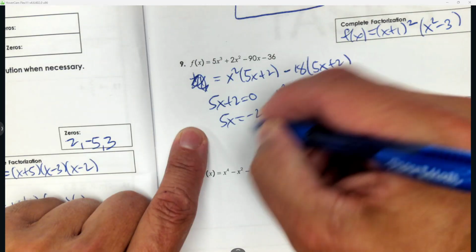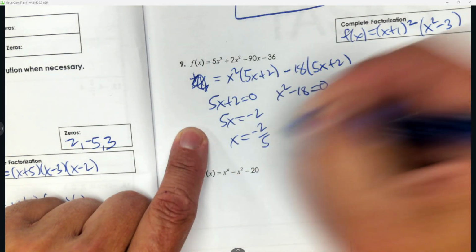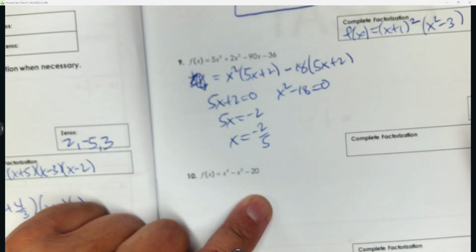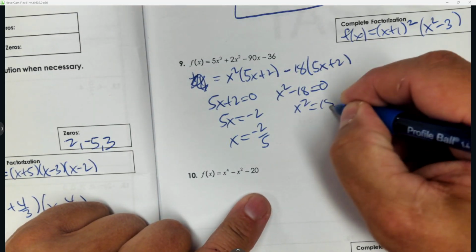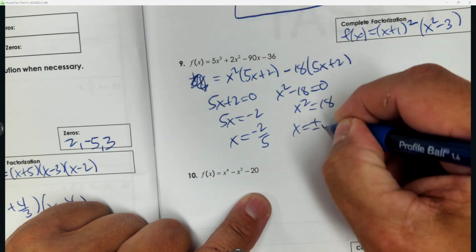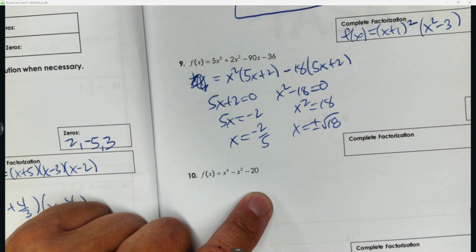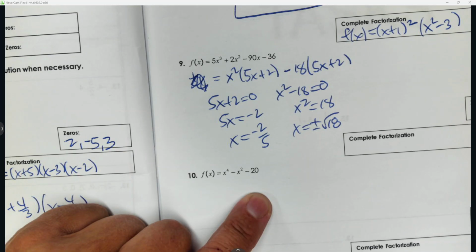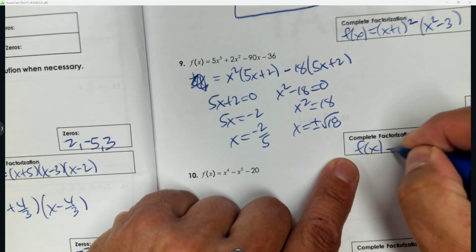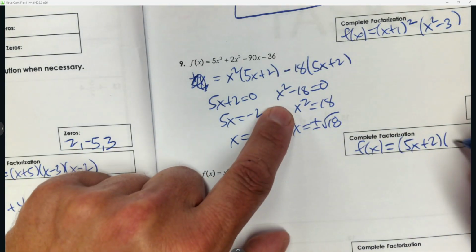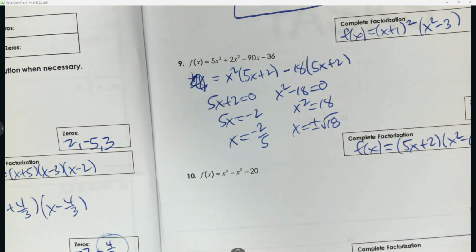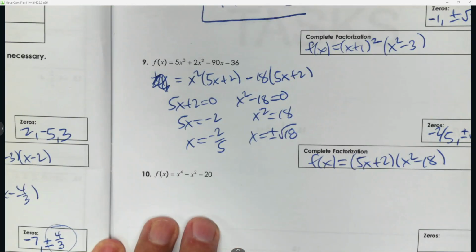I'm going to subtract 2. I'm going to divide by 5. That's a 0. I'm going to add 18 and square root. And I'm not going to simplify it, but it is irrational. Positive and negative root 18. So if I said the factors here, you would say 5x plus 2 and x squared subtract 18. And that's factored.